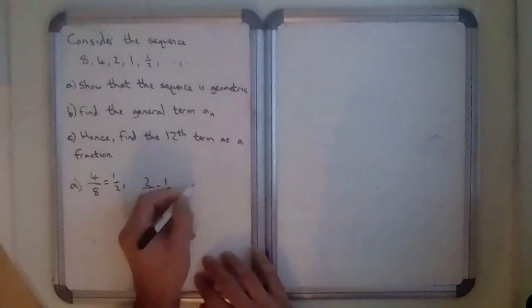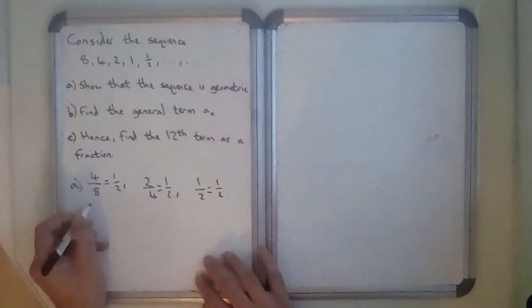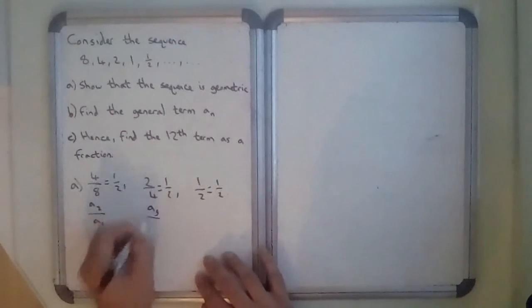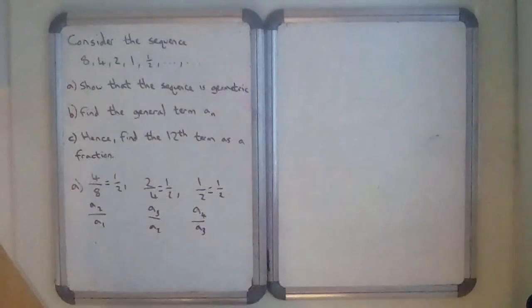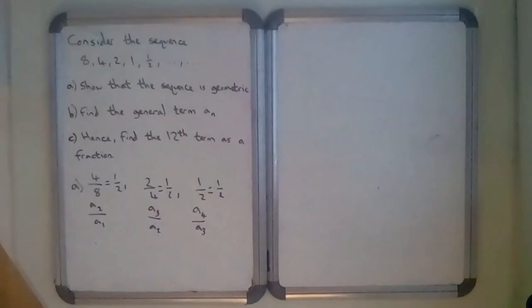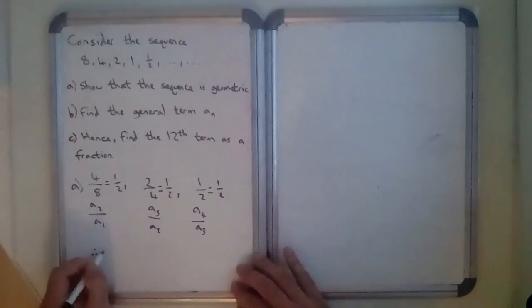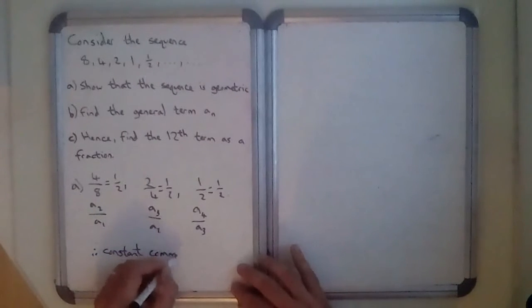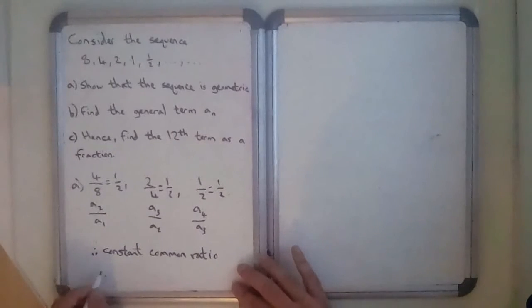Then I have 1 divided by 2 equals a half. So that was A2 over A1, this was A3 over A2, and this was A4 over A3, and it should keep working and working. So even if I had a half divided by 1, it's still a half, right? So, constant common ratio. So the sequence is geometric.